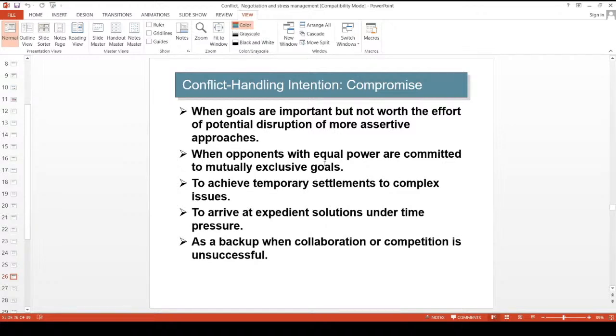So whenever you are trying to arrive at solutions under time pressure, or when collaboration or competition is unsuccessful, then you try to reach a compromise, and you try to have a more win-win situation. So class, this discussion was all about the different situations in which we can use the different conflict resolution techniques like competing, compromising, collaborating, and avoidance techniques.